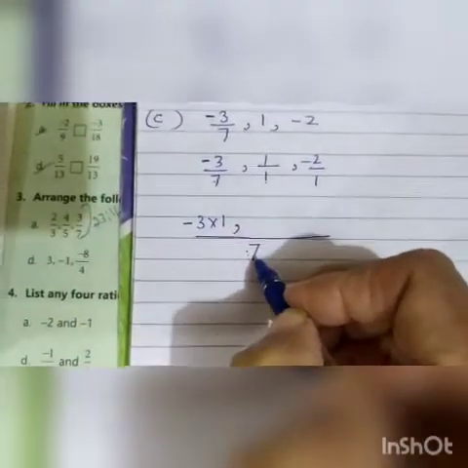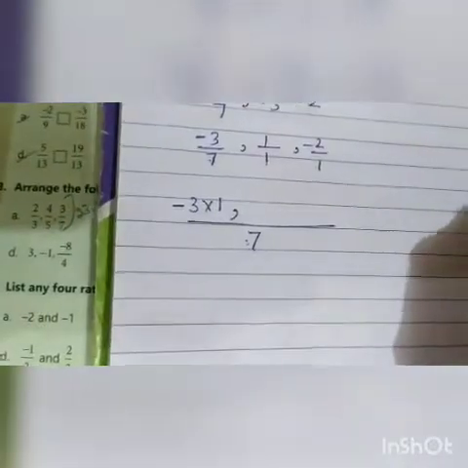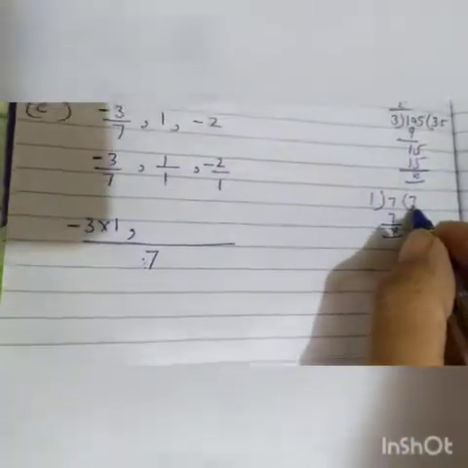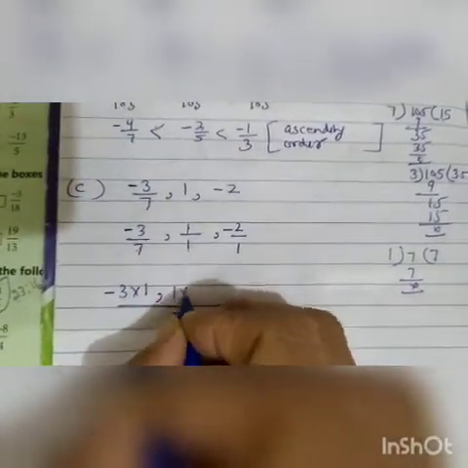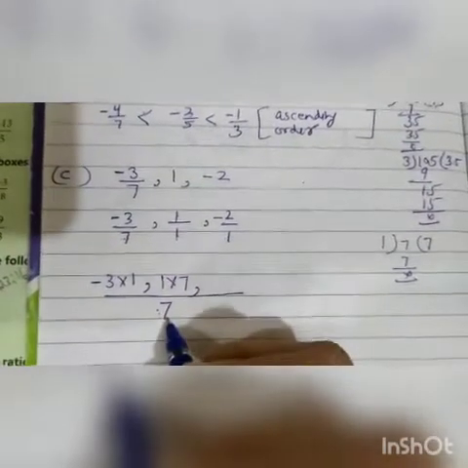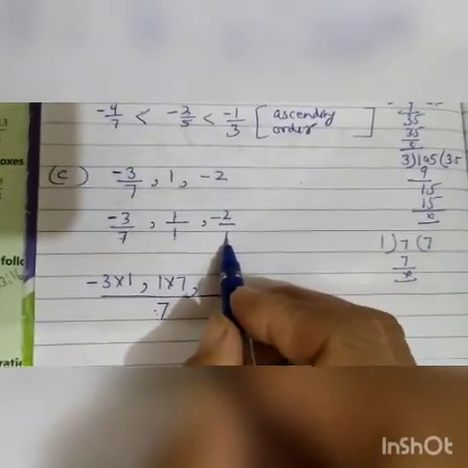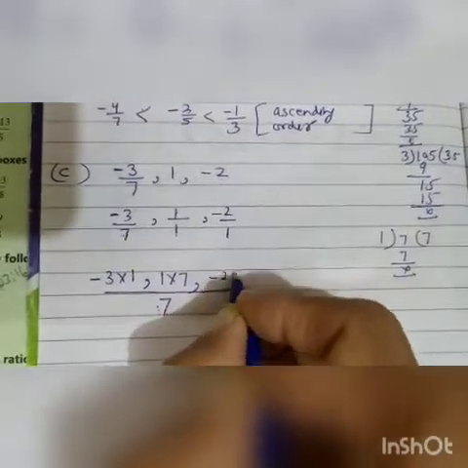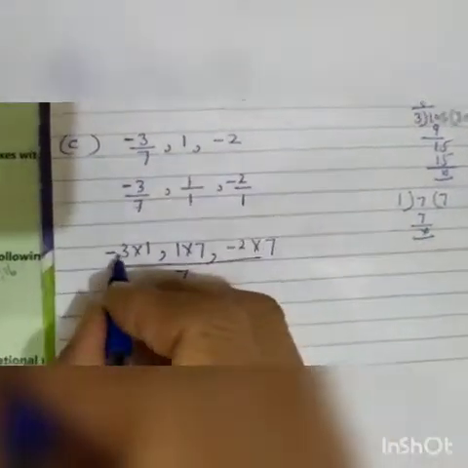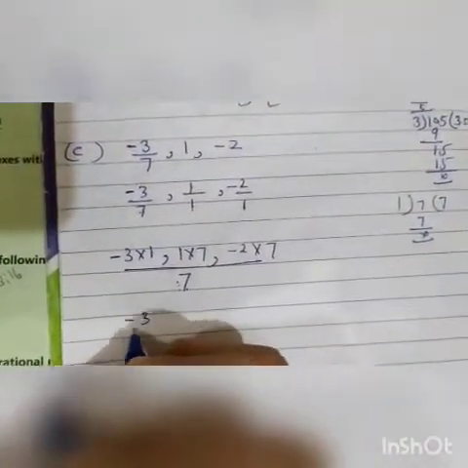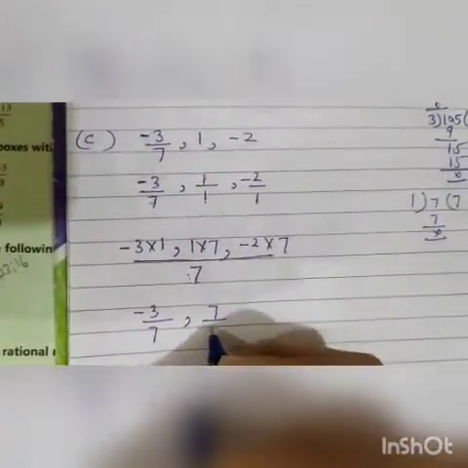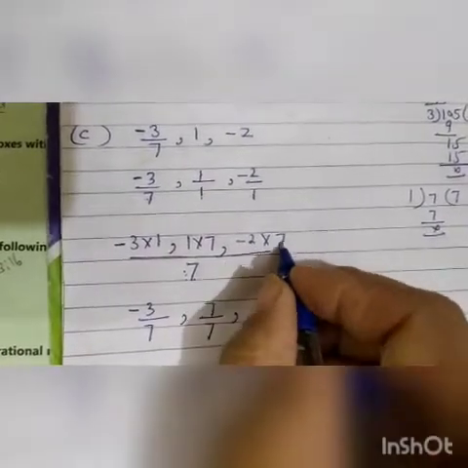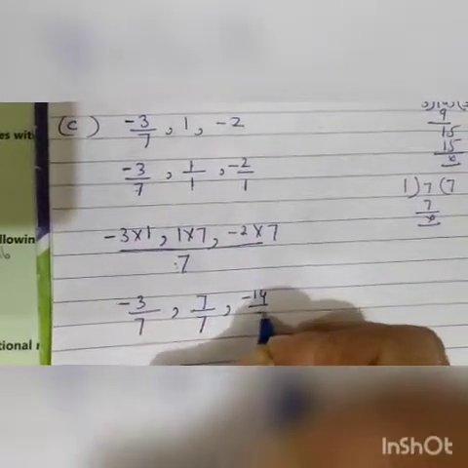Comma, divide this 7 by 1. When we divide 7 by 1, we get 7. So this 7 multiplied by this 1. We will write 1 into 7. Again divide this 7 by this 1. Again we will get 7. So minus 2 multiplied by 7. Now 3 ones are 3. It will be minus 3 upon 7, comma, 7 ones are 7, 7 upon 7. 7 twos are 14. Minus 14 upon 7.